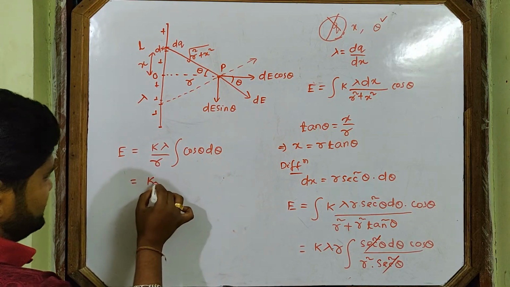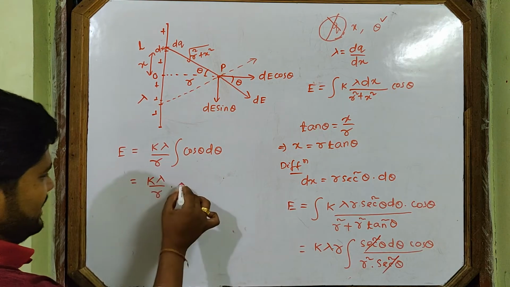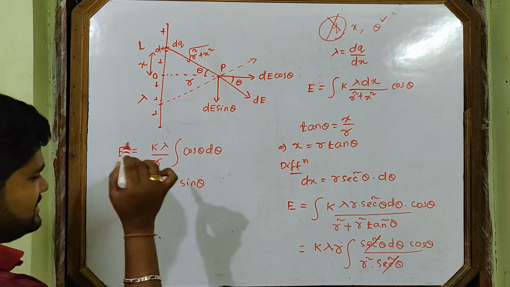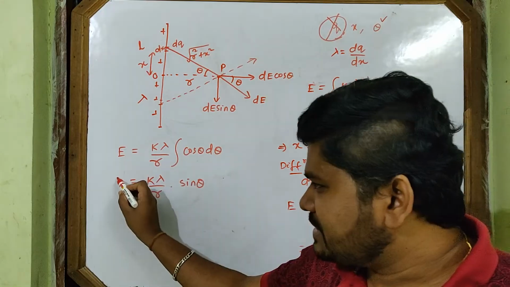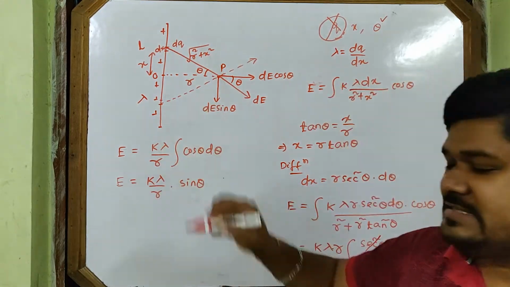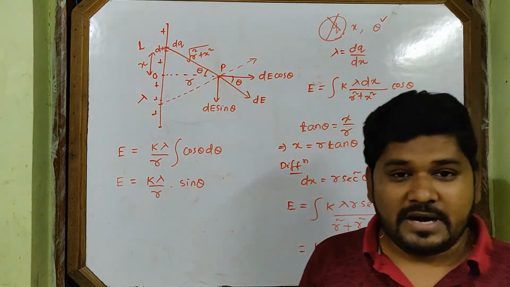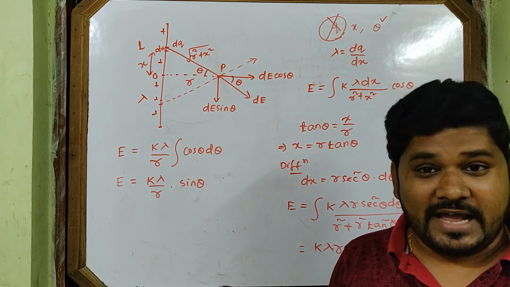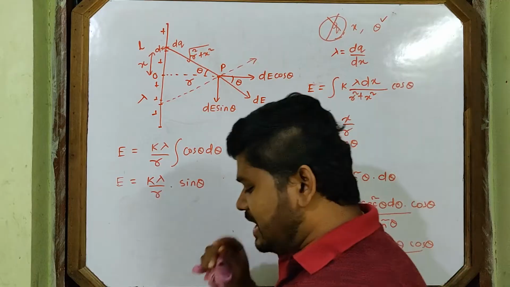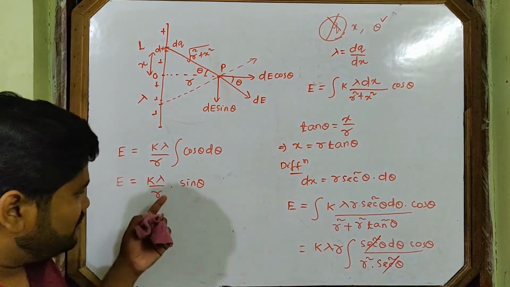What is the integration of cos theta d theta? The integration of cos theta, you know, is sin theta. So this is the electric field expression due to this line charge. But I have not put any limit here. I have to put the limit.